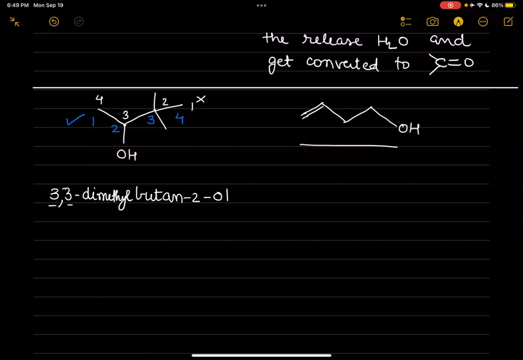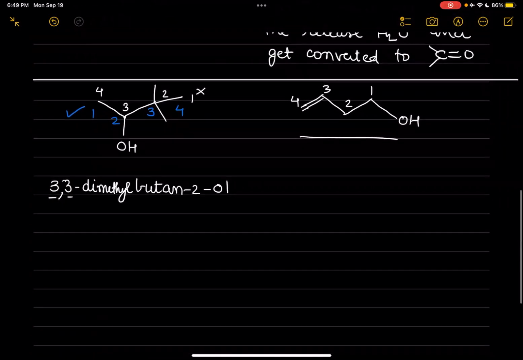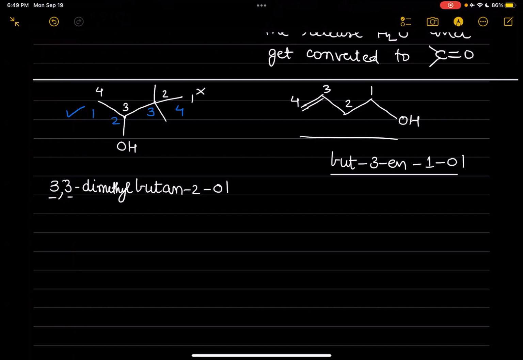And what about this one? Numbering from the right side, right to left. So what's going to be the name of this? 4 carbon atoms are there, so butane, and the ol. Because O is a vowel, I'm going to remove the E. Okay, this is going to be the answer, right? Yes, sir.